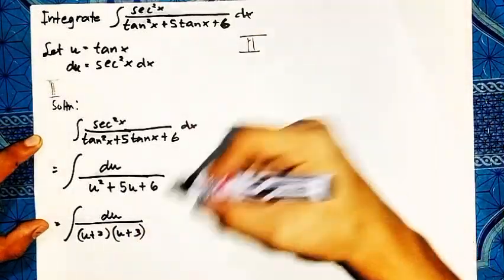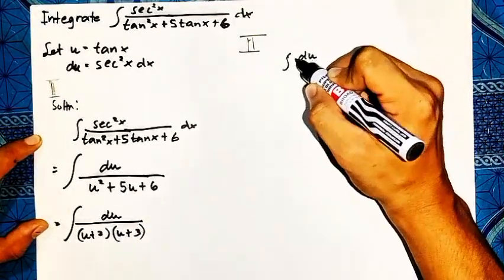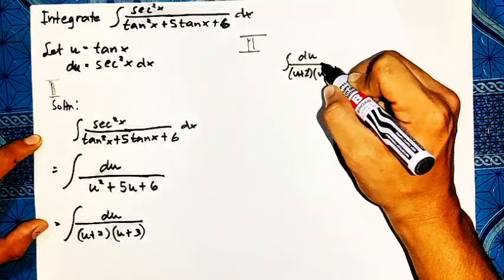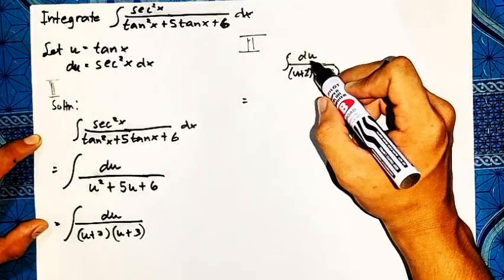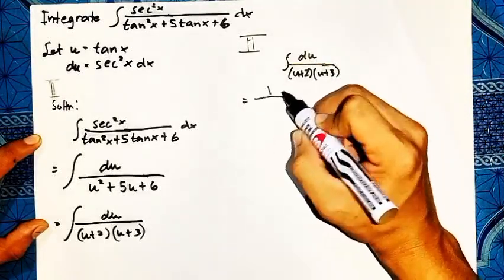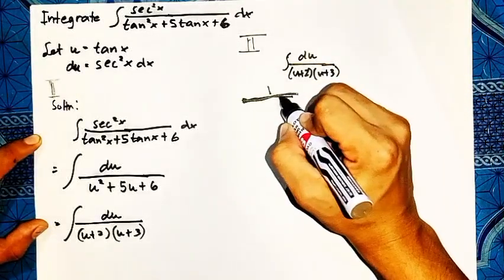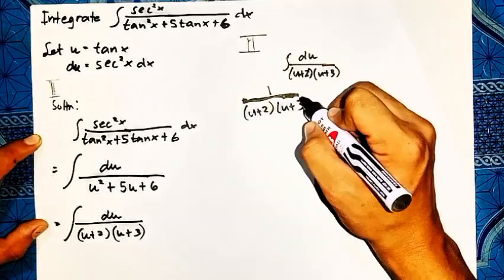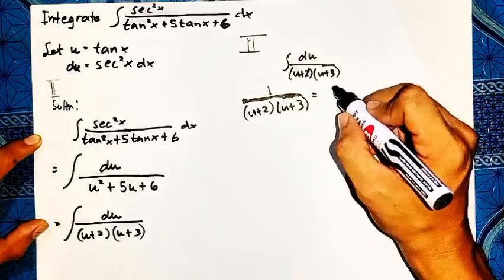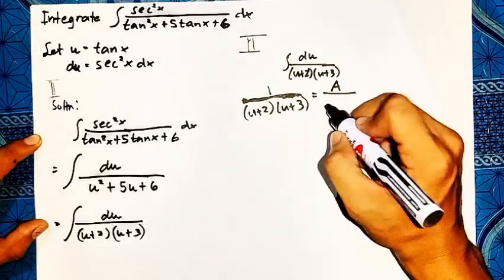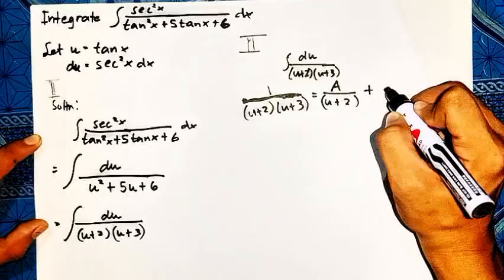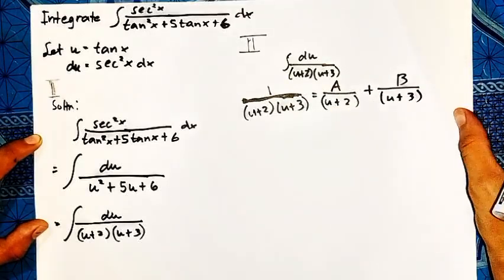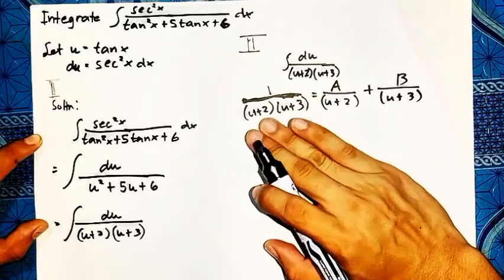So copy first the du over u plus 2 times u plus 3. Applying the partial fraction, we know that du has a coefficient of 1, right? Over the denominator, u plus 2 and u plus 3, is equal to A over u plus 2 plus B over u plus 3. Now, let's multiply both sides by this denominator.